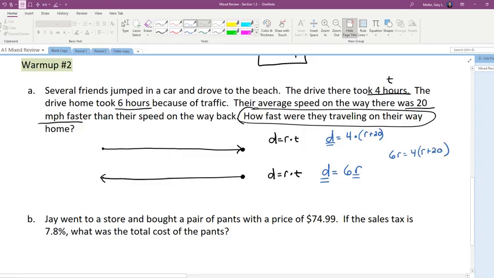Distance equals rate and time, and equals rate and time. So now I've got 6R equals 4R plus 80. I'm not going to divide by 4. That was silly. I am going to subtract R.